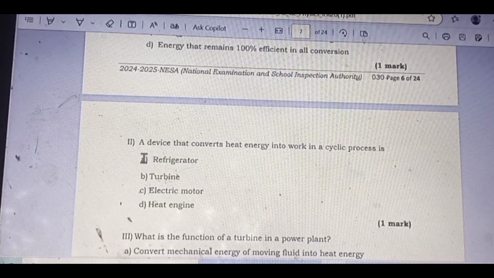II. A device that converts heat energy into work in a cycle process is. The correct answer is letter D, heat engine.